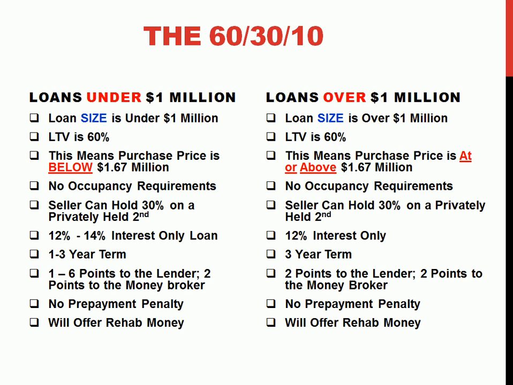The points will also vary. Obviously, you're possibly going to be paying a lot more in points if your property is under $1 million loan size, based on the performance of the property. There's no prepay penalty on either one, and they will offer rehab money on your property. Okay? So this means that because it's a 60% LTV, if you want the loan size to go over $1 million, the purchase price has to be at or above $1.67 million, since the LTV is 60%.